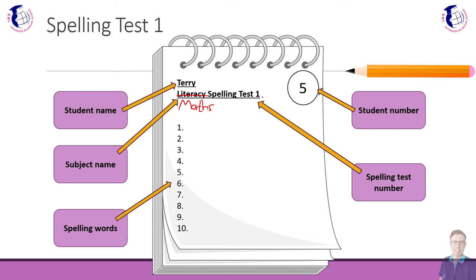Maths spelling test, number 1. And over there, write your student number, spelling test number 1, and we're not going to need 10 numbers here, we just need 8 numbers down the side. So you don't need number 9 and 10, just 1 to 8. Okay. So pause the video, then unpause when you're ready to write the words, because I will be reading them out for you very shortly.